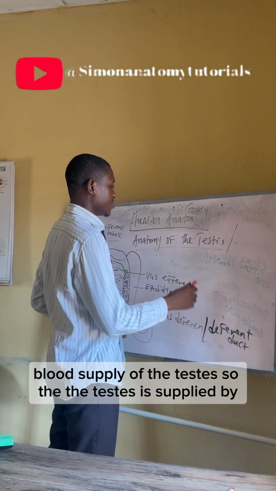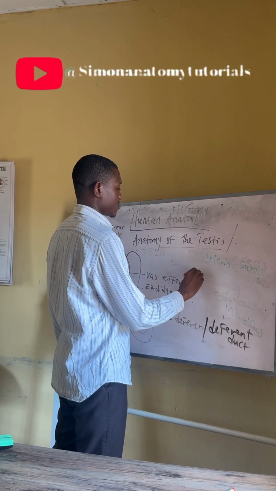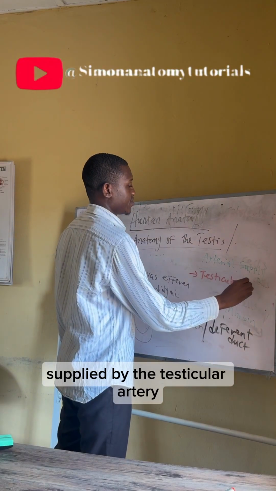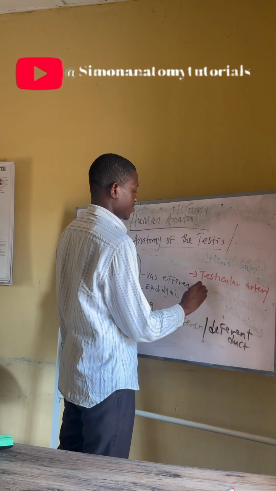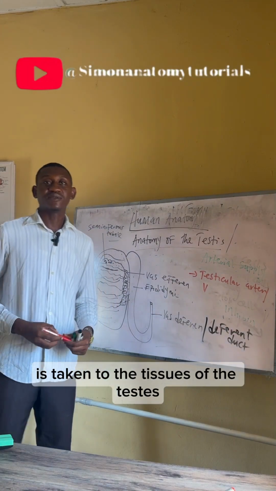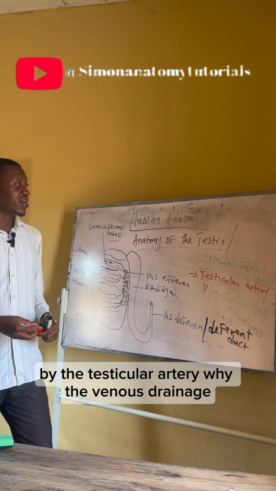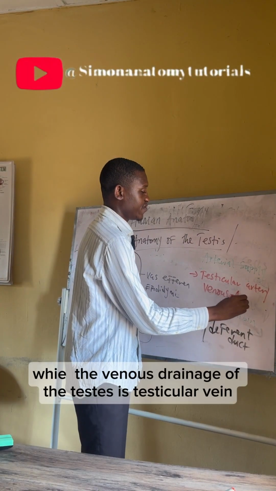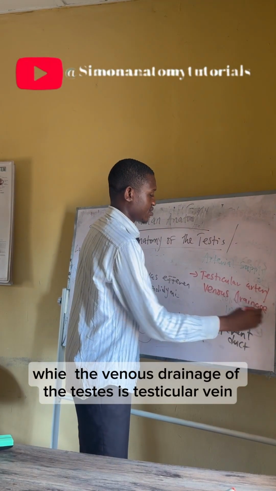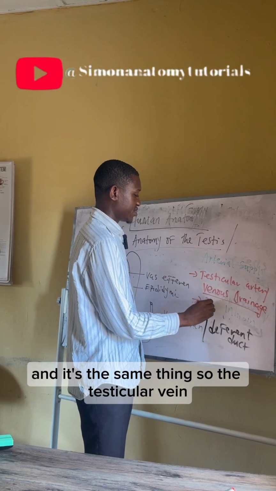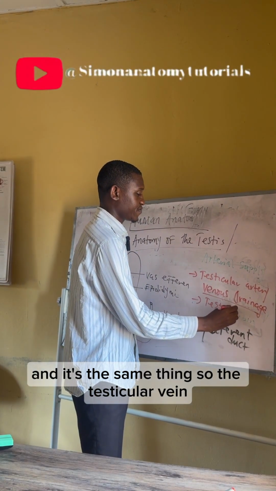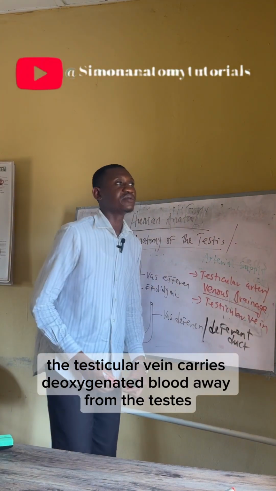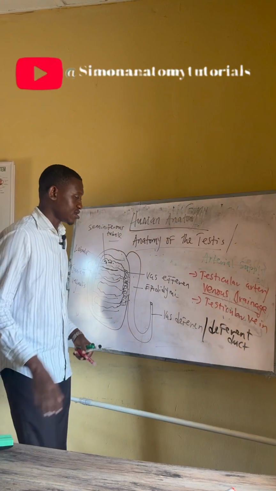So the testes is supplied by the testicular artery. Oxygenated blood from the heart is taken to the tissues of the testes by the testicular artery, while the venous drainage of the testes is the testicular vein, and is the same name. So the testicular vein carries the deoxygenated blood away from the testes.